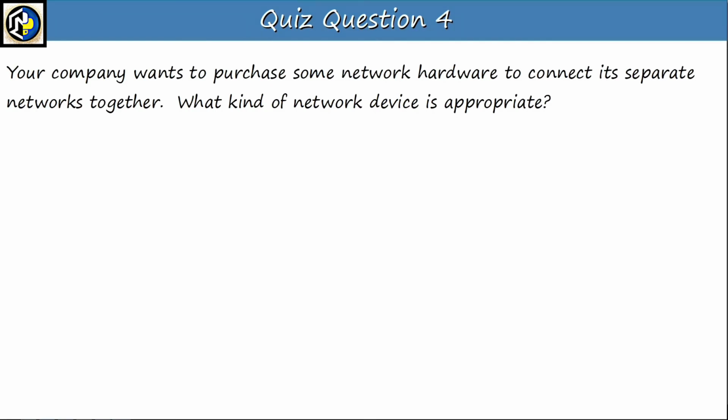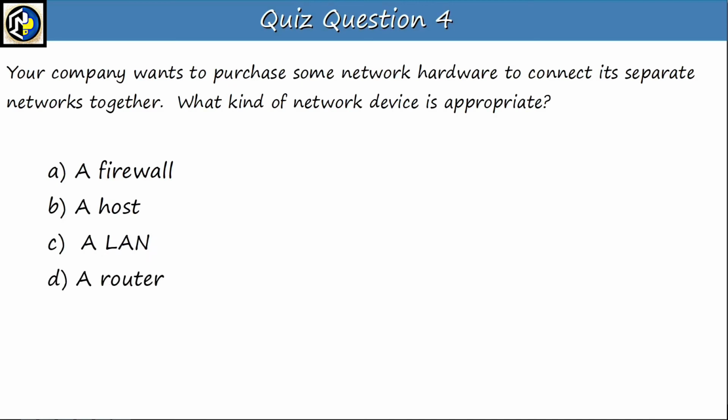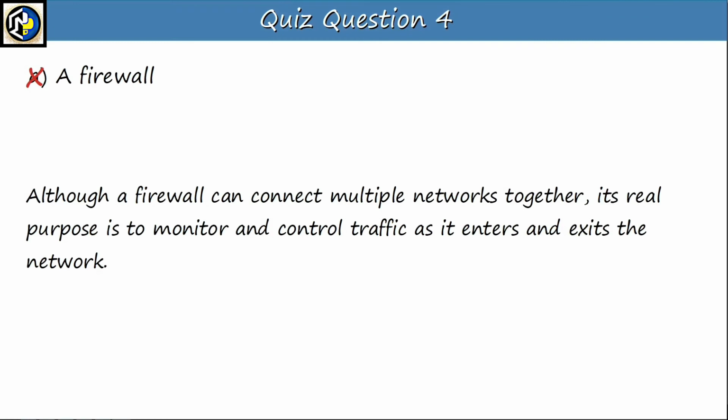Your company wants to purchase some network hardware to connect its separate networks together. What kind of network device is appropriate? A, a firewall, B, a host, C, a LAN, or D, a router? Pause the video to think about your answer. The answer is D, a router. Let's check.